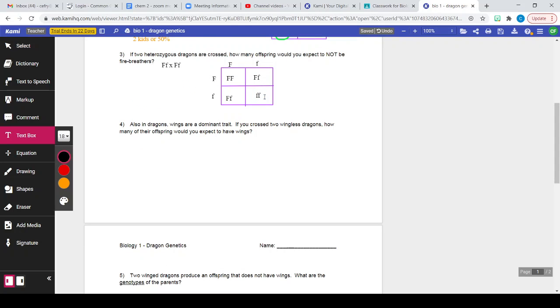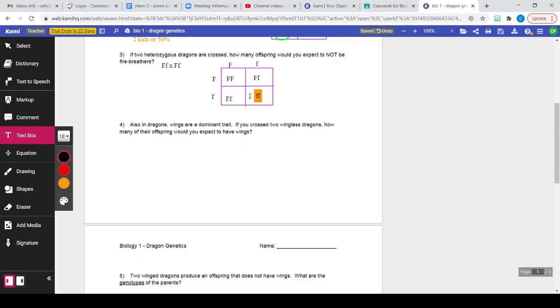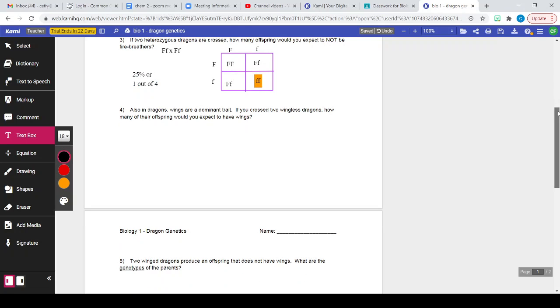So if I look at this, this is the only one. Oh, sorry. It's not going to let me highlight it. But anyways, this is the only one. Oh, it might there. This is the only one that is not going to give me a fire breather. So I'm just going to change its color here. There. Alright, so this would be 25%, or you could say 1 out of 4. Now, as we get going with this unit, I will just start using just percents. Sometimes we'll say the 1 out of 4, but eventually we'll get to where we just use percents, so 25%.